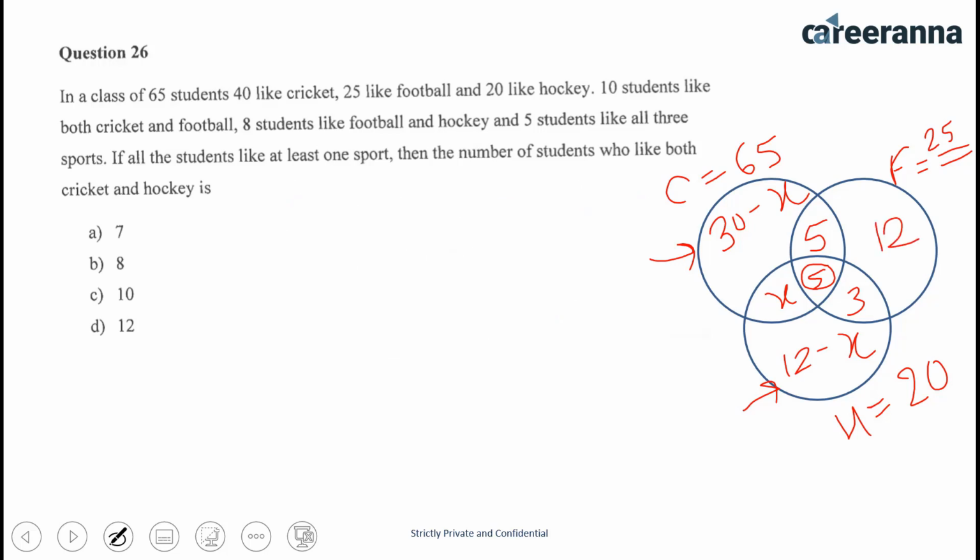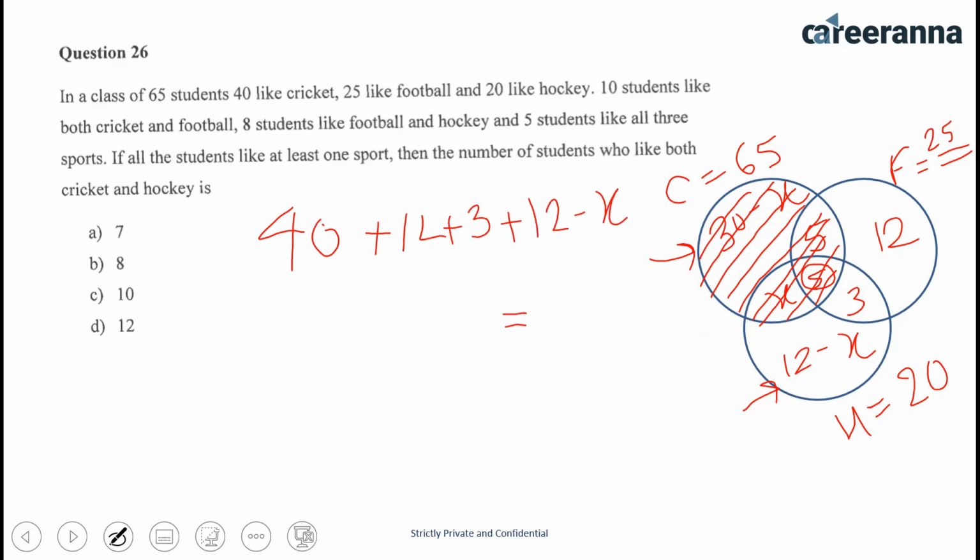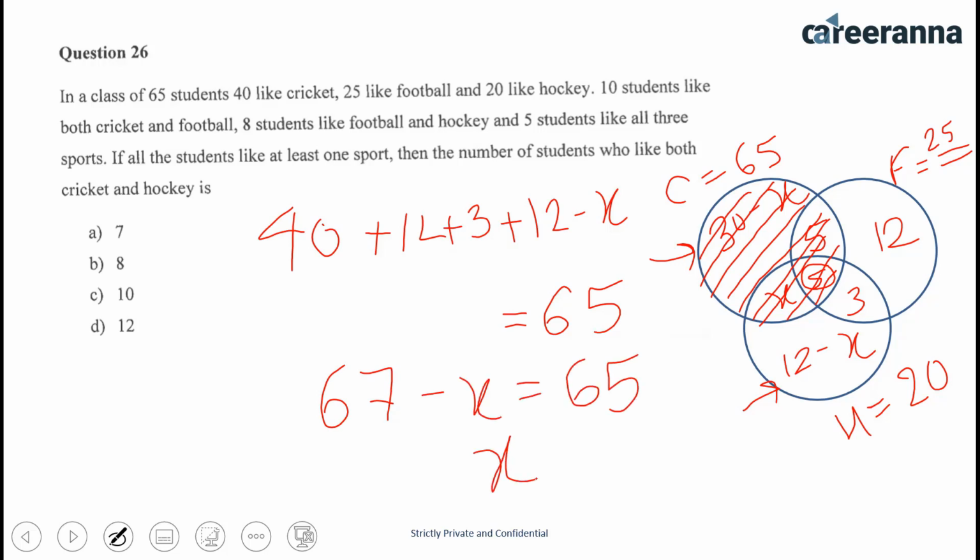Now I'll be adding all the things that are given to us here. So I'll be taking one complete circle for the cricket first. So I know all the values of cricket, meaning 40. So that means I have taken all these values, this first circle. What is remaining? Remaining are 12, 3 and 12 minus x. So this is nothing but 12 plus 3 plus 12 minus x, and this will be equal to the total of all. That means total is given to us as 65. In the first line only it is given that in a class of 65 students. So if I calculate this, this will become 67 minus x is equal to 65. x comes out to be 2.